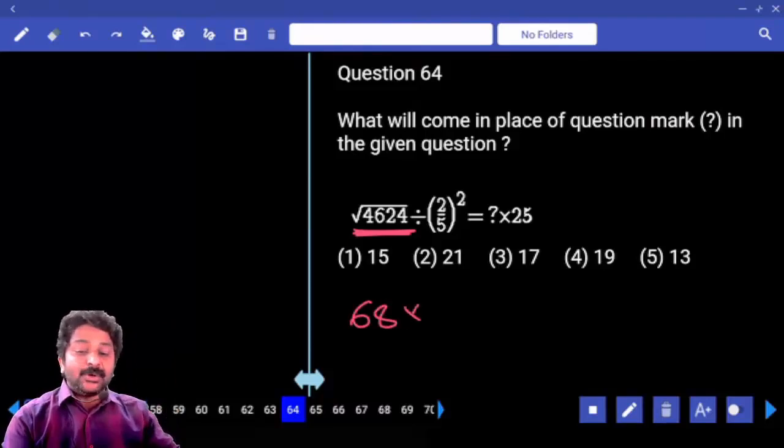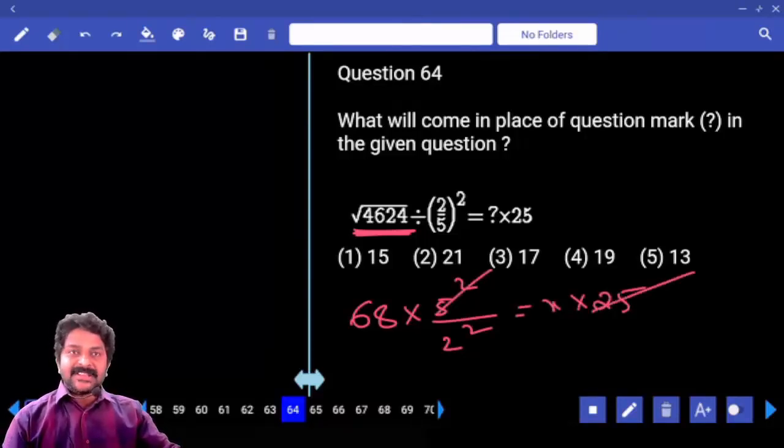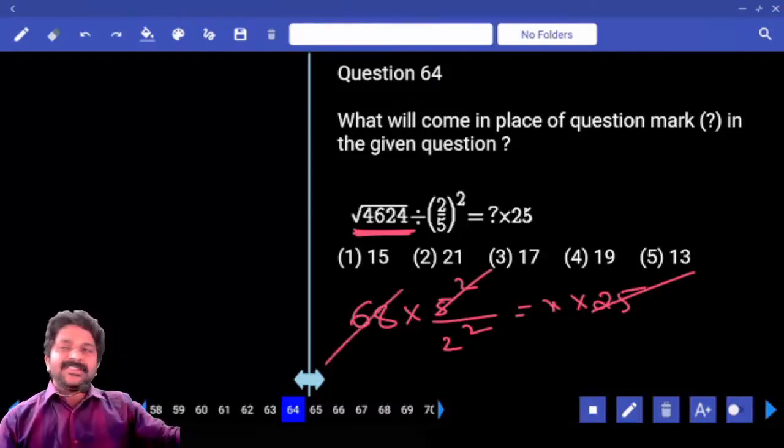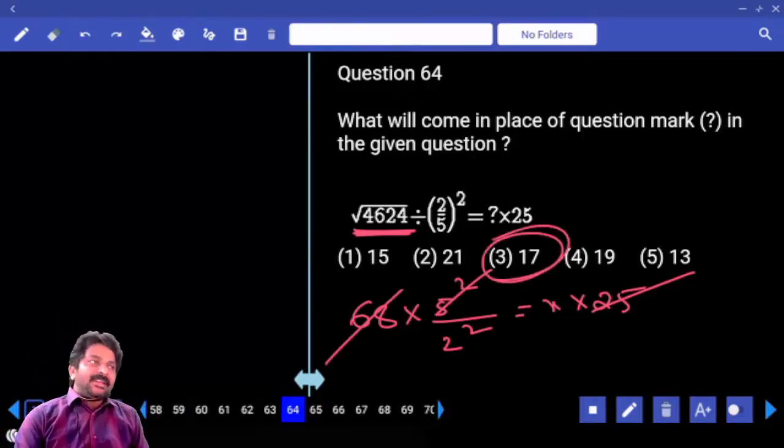Divided by 2 by 5 whole square. We can write it as 5 square by 2 square, which is equal to x into 20. 5 square and 25 get cancelled. What do you mean by 2 square? 48 divided by 4, how much? 17.